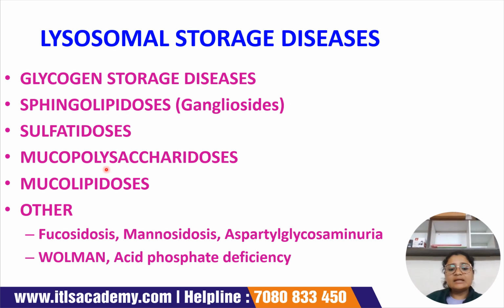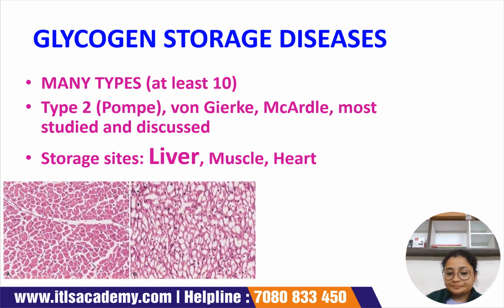Okay, then we have sphingolipidosis or the gangliosidosis. Then we have sulfatidosis. We have mucopolysaccharidosis. We have mucolipidosis and various others, which also include fucosidosis, mannosidosis, aspartylglycosaminuria, okay, and acid phosphatase deficiency.